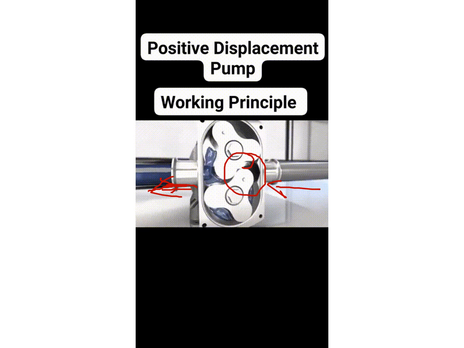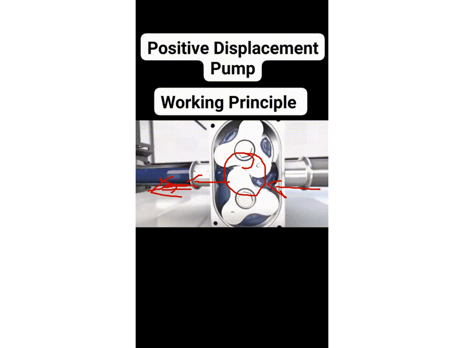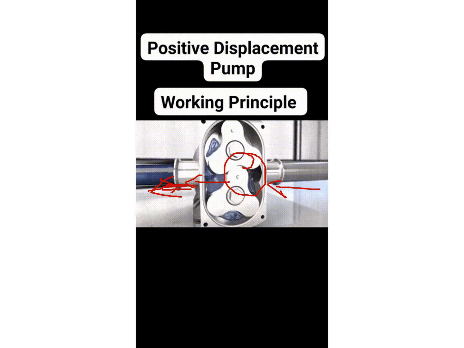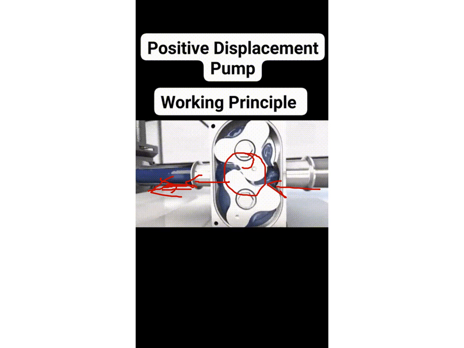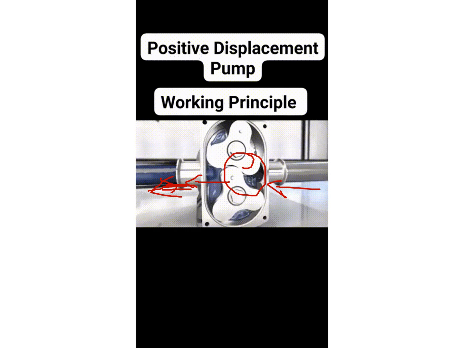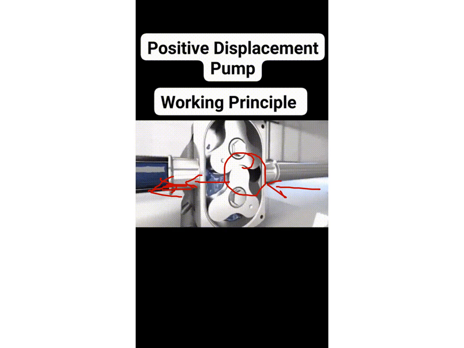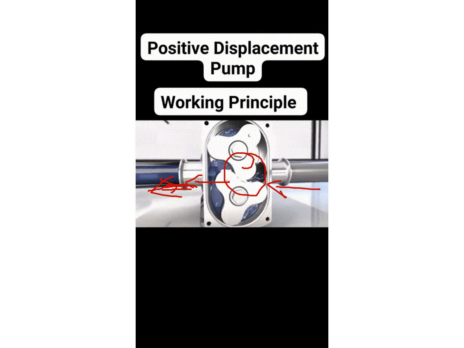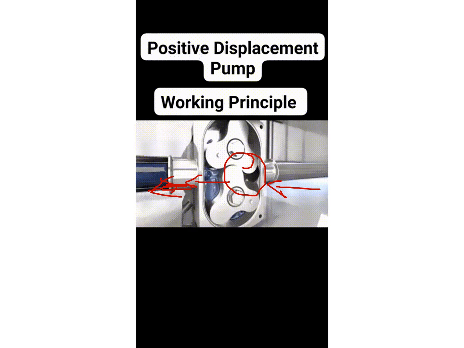So due to the vacuum, it pushes the liquid to the left-hand side. Okay. So this is what happens in displacement pumps. This is where all the categories of pumps operate when it comes under the category of displacement.